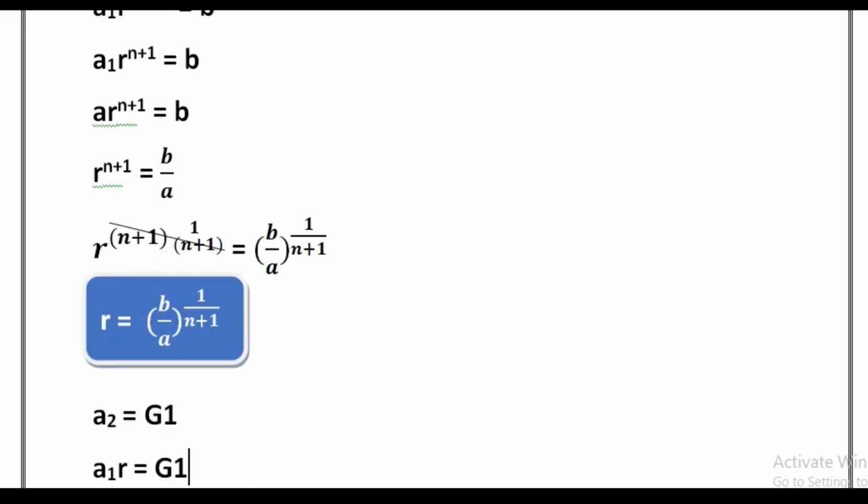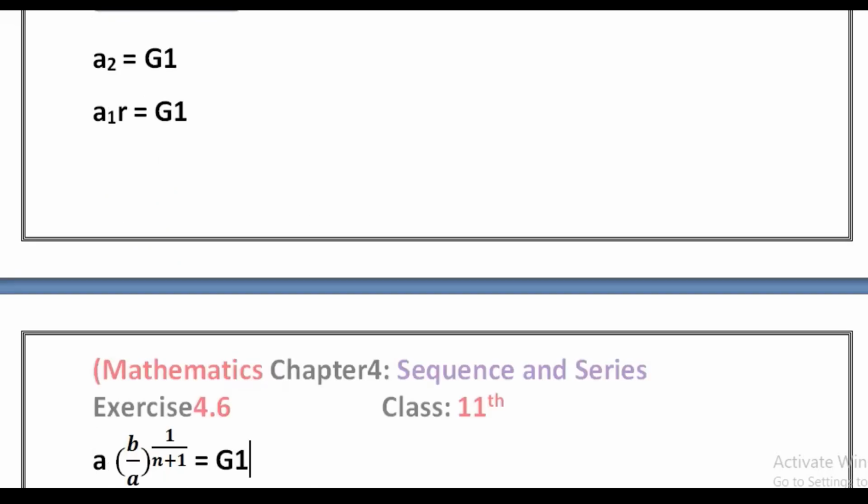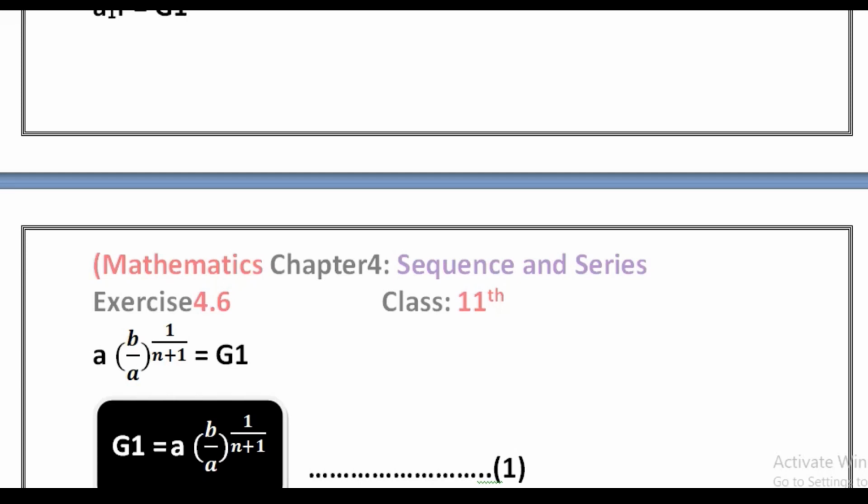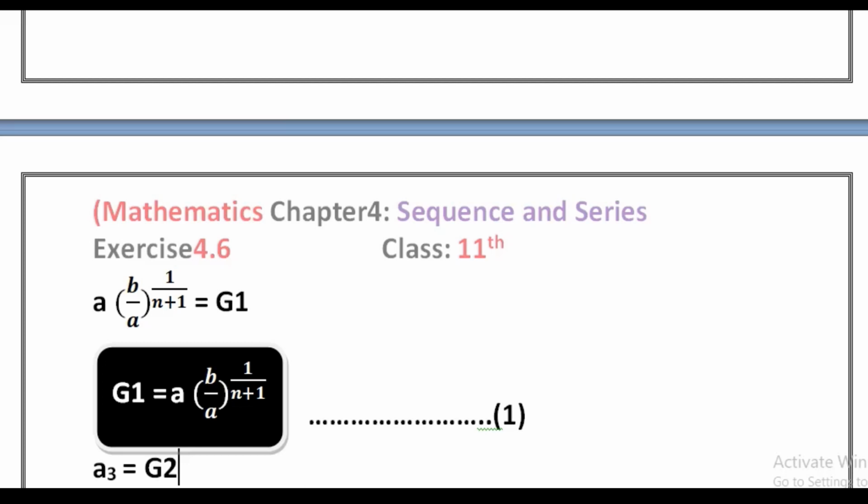Second term A2 is equal to G1. A2 can also be written in geometric progression, that is A1 R is equal to G1. So the value of A1 is A, the value of R is B divided by A whole power 1 divided by n plus 1, equal to G1. So G1 is equal to A into B divided by A whole power 1 divided by n plus 1, that is equation number 1.